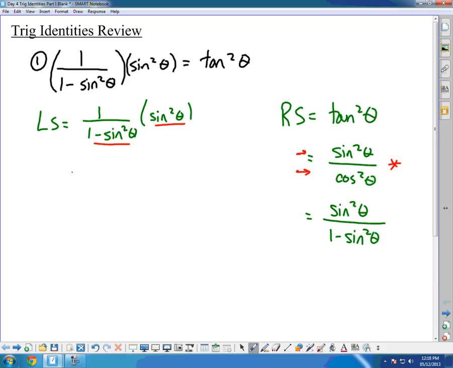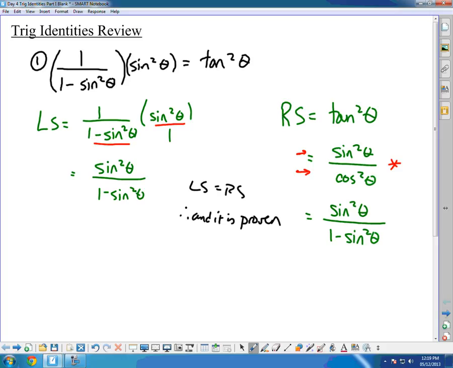Now I'll go over to the left side and say, hey, this looks really familiar. Okay, this is sine squared, it goes on the top. The bottom is 1 minus sine squared. And guess what? Now left side equals right side, and it is proven. So our solutions may look a little bit different, but they both are equally good.